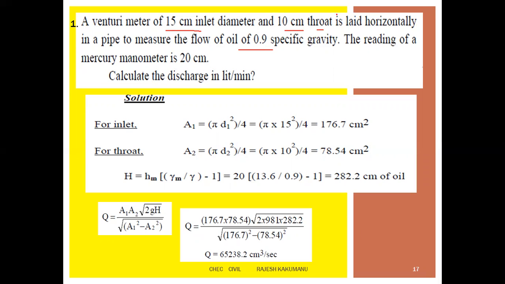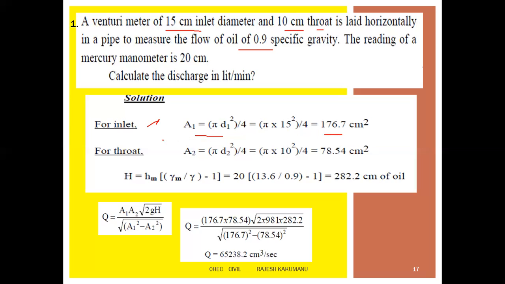Now write the given data. What is the inlet area? A1 is equal to pi d1 square by 4. You know the pi value. The d1 value is 15 centimeters. Here they have taken centimeters, so we take everything in centimeters only. So pi into 15 square by 4 is equal to 176.7.